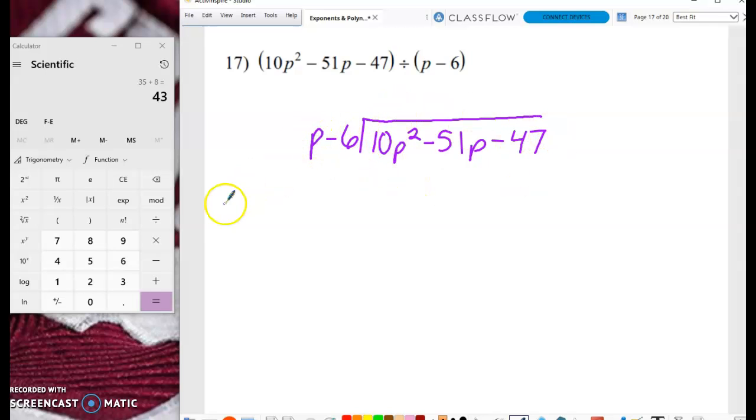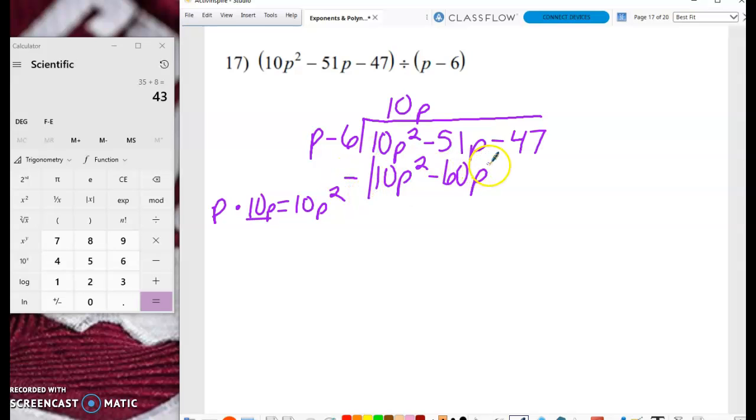So what we're going to do is we're going to take p. We're going to figure out what does he have to multiply by to get to 10p squared. And in this case, that is 10p. So I'm going to take that and put it up here. And now I'm going to take the 10p and multiply it by p and negative 6. 10p times p is 10p squared. 10p times negative 6 is negative 60p. And we're going to subtract.